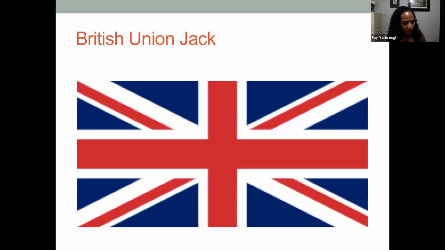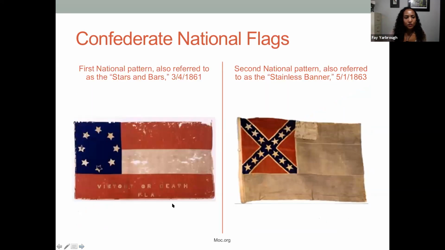So if we want to think about national flags for the Confederacy, we have some examples of those as well. So this is the first national pattern, right? This first flag of the Confederacy that we can see here from March of 1861, and then each star represents a seceding state. And there are several iterations of that flag. As more states secede, then they add stars to this circle part of the flag.